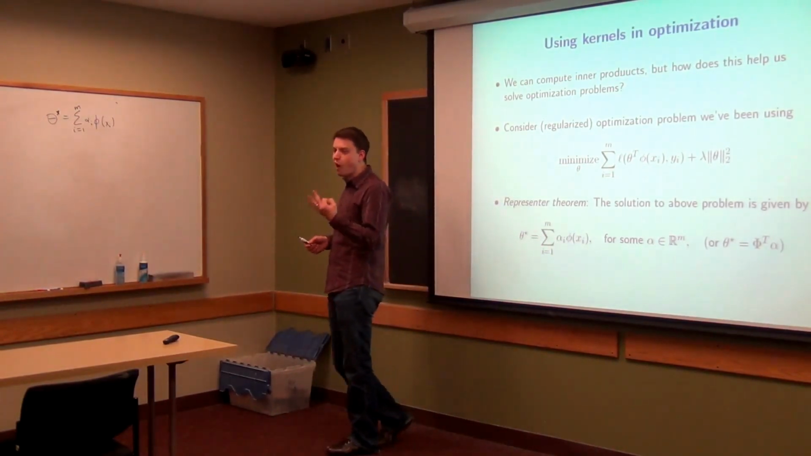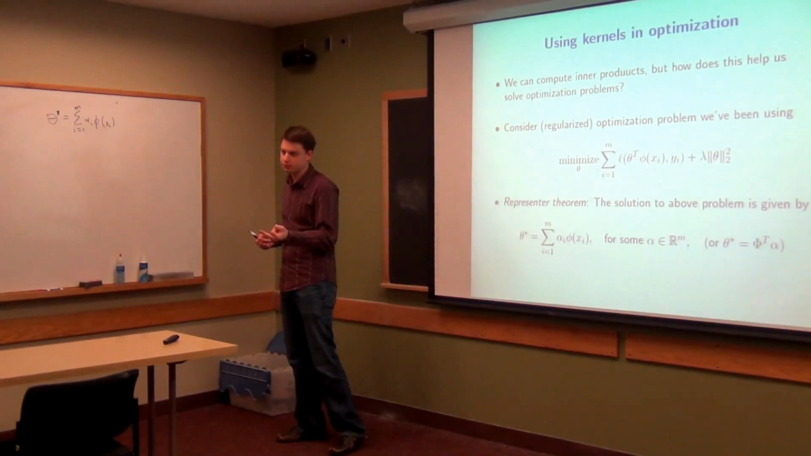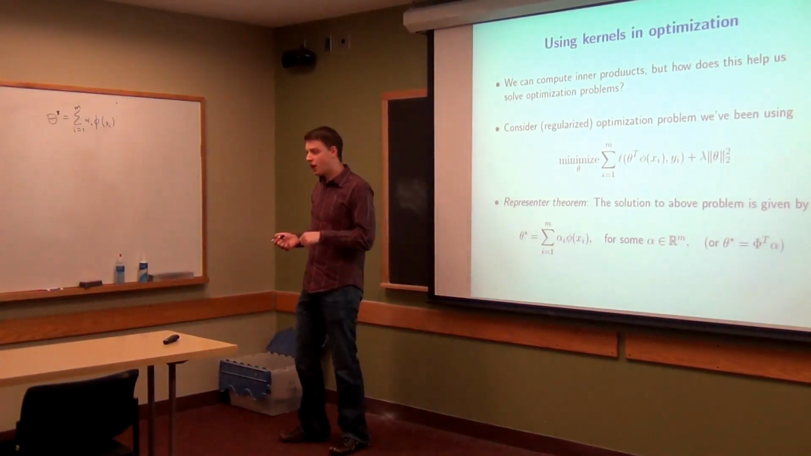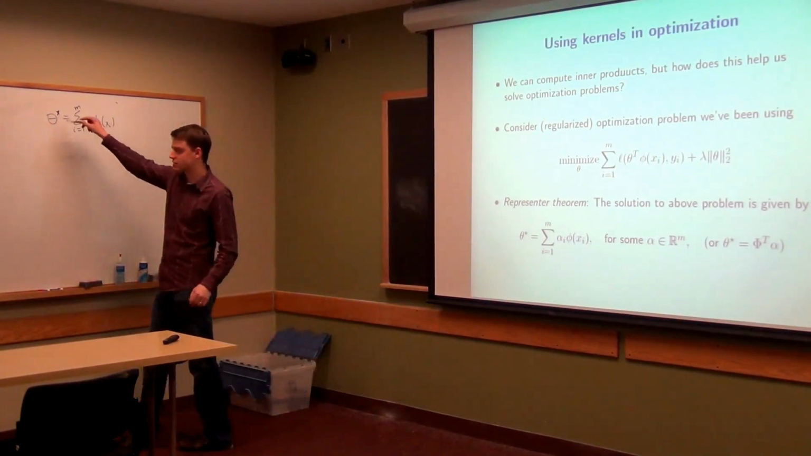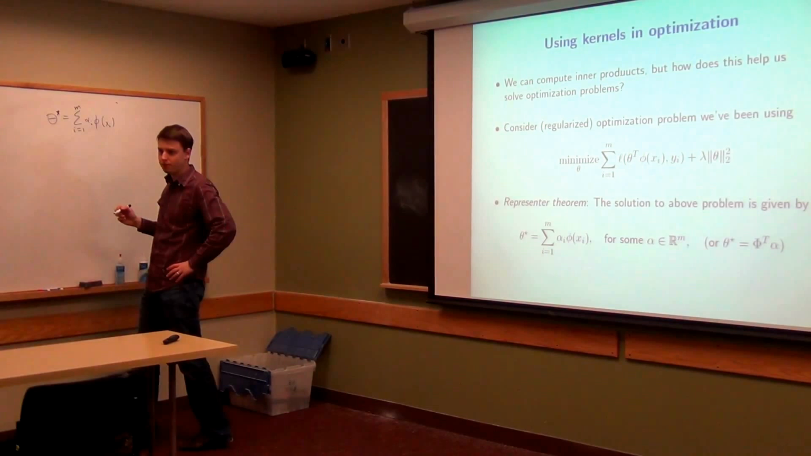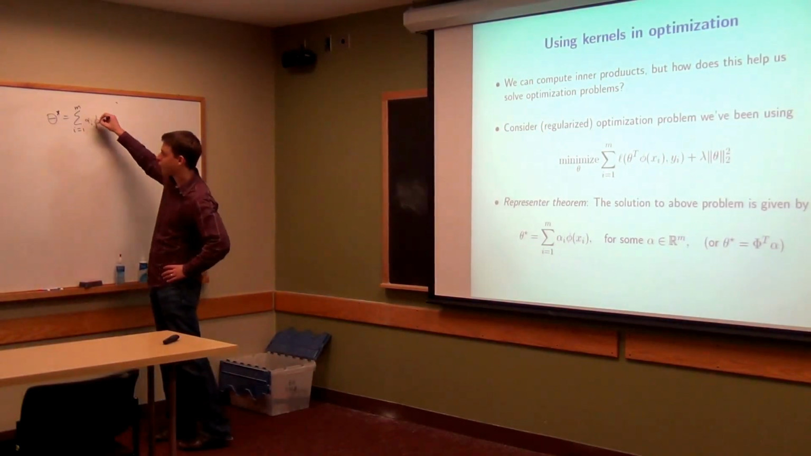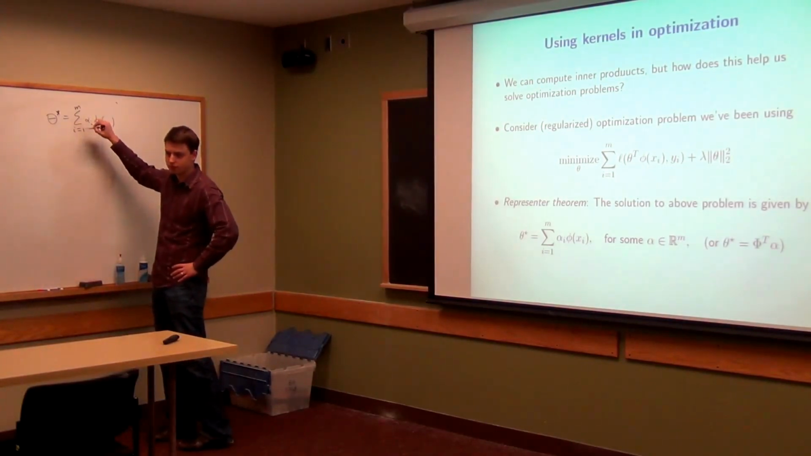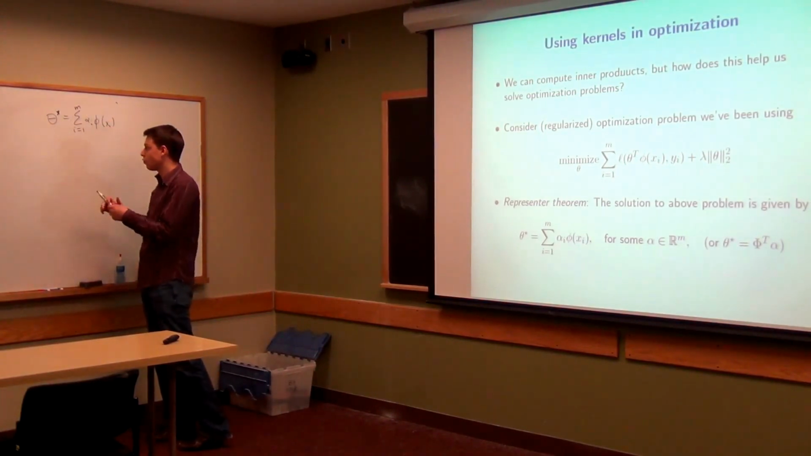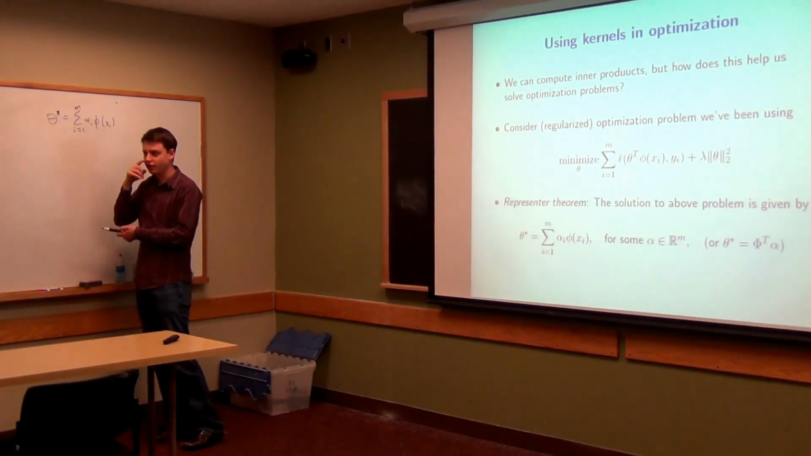So now we start to see why it may be possible to use infinite dimensional feature vectors. To represent theta, in some sense, we don't need to store every entry of theta. All we need to store are these alphas. The alphas, in some sense, define implicitly what the solution for theta is.